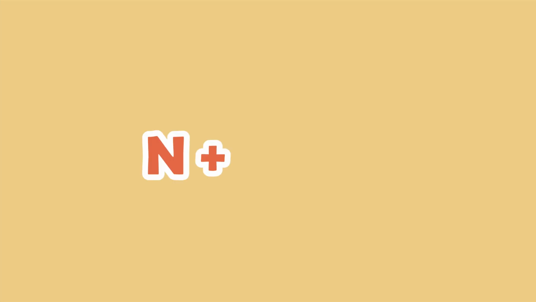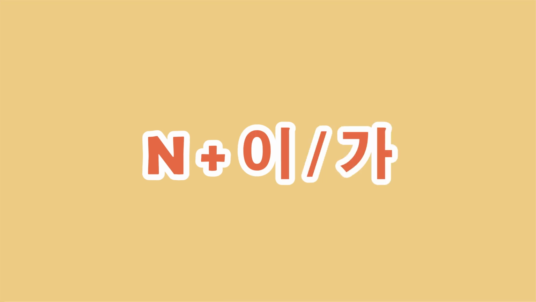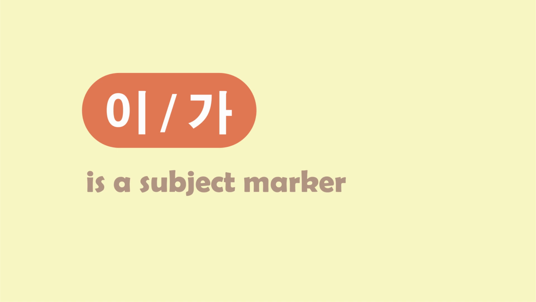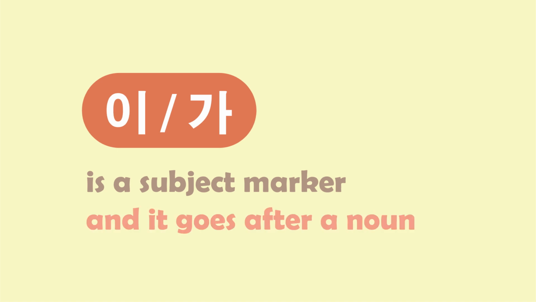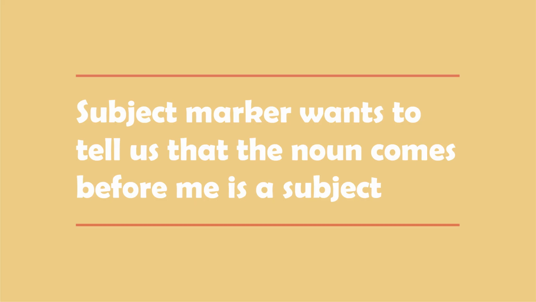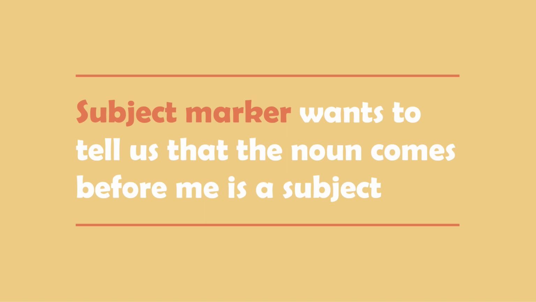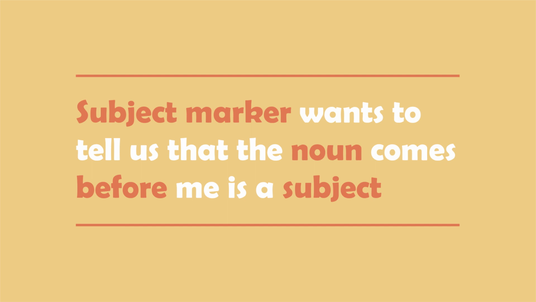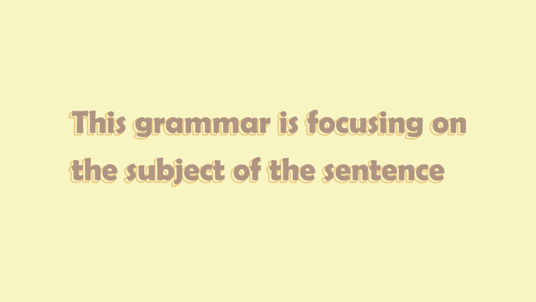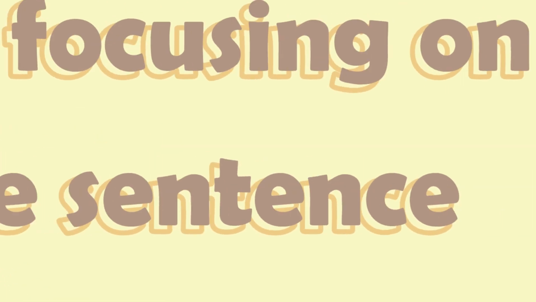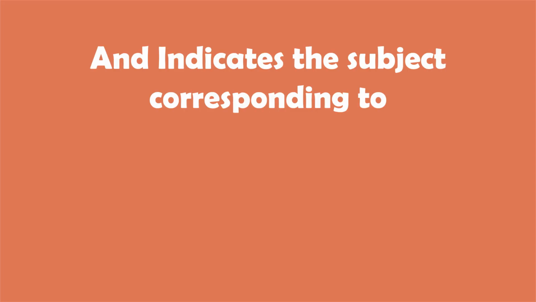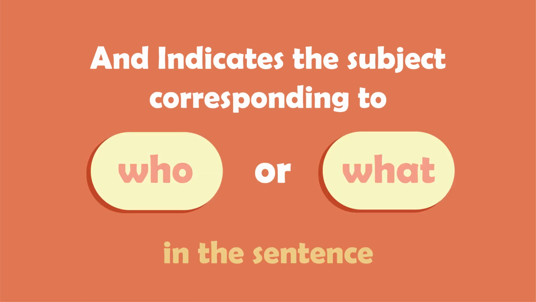Noun plus 이, 가. 이, 가 is a subject marker and it goes after a noun. Subject marker wants to tell us that the noun that comes before it is a subject. In fact, this grammar is focusing on the subject of the sentence and indicates the subject corresponding to who or what in the sentence.